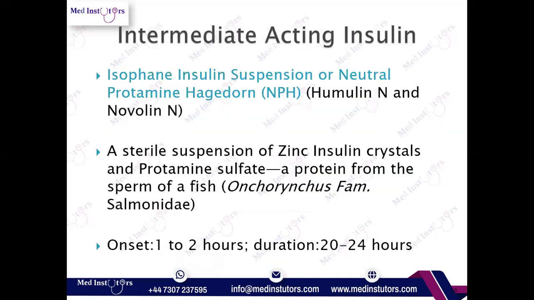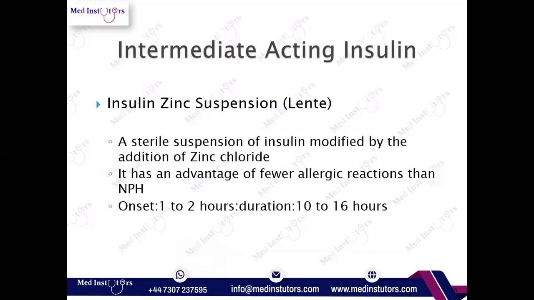Intermediate-acting insulin is isophane insulin or neutral protamine Hagedorn insulin. That is the NPH. And remember, NPH stands for neutral protamine Hagedorn. It is a sterile suspension of zinc insulin crystals and protamine sulfate, a protein obtained from the sperm of a fish of the genus Oncorhynchus, family Salmonidae, and this insulin zinc suspension is called the isophane insulin or NPH insulin. Onset happens in 1 to 2 hours, and duration can last up to 24 hours. So these are the intermediate-acting insulins.